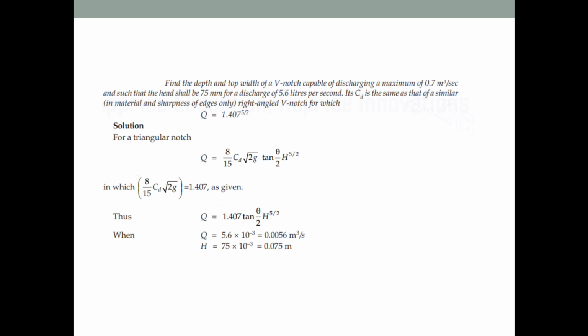Q is equal to 1.407 tan theta by 2 into H raised to 5 by 2. We know this very well for the triangular notch. Q is your formula. Again, you know very well Q is equal to 5.6 into 10 power minus 3, converting from liters to meter cube per second. And H is 75 mm, so I have to convert it into meters, 0.075 meter.